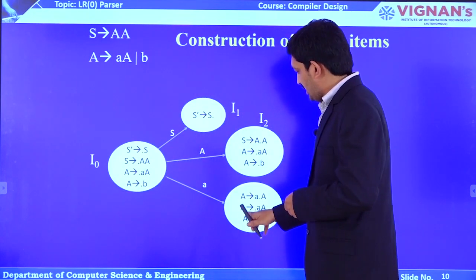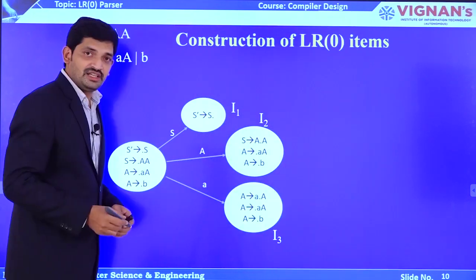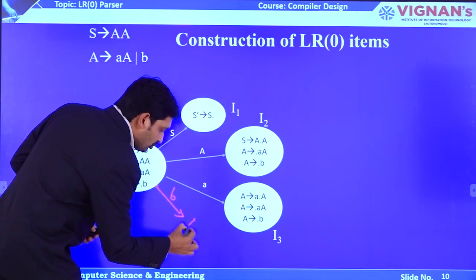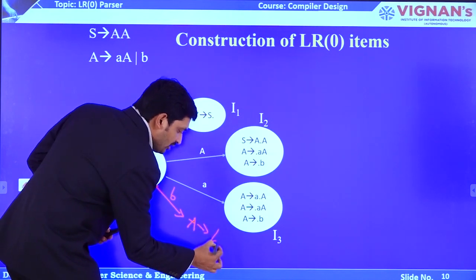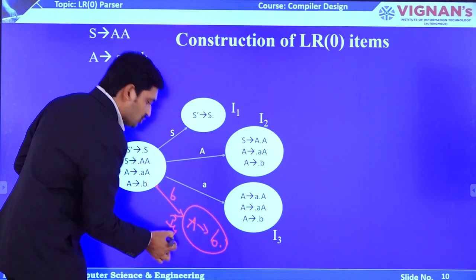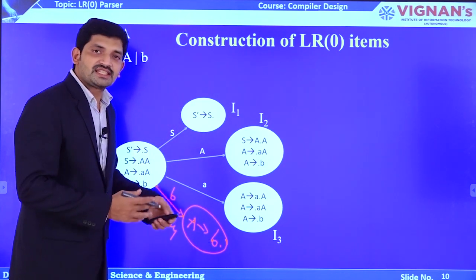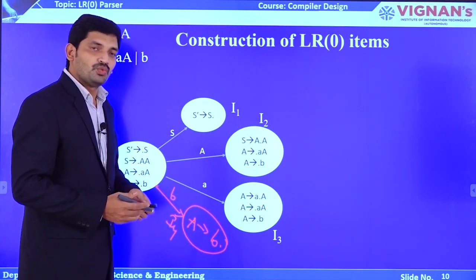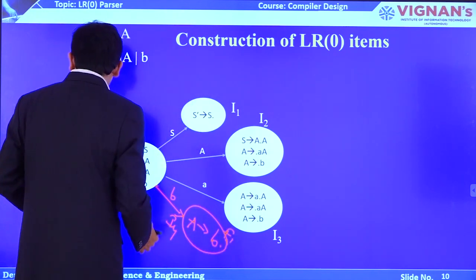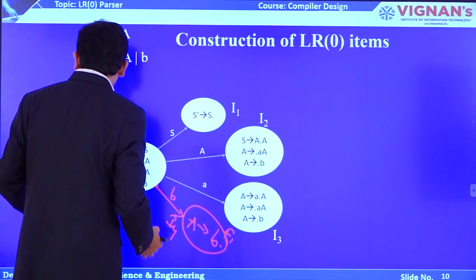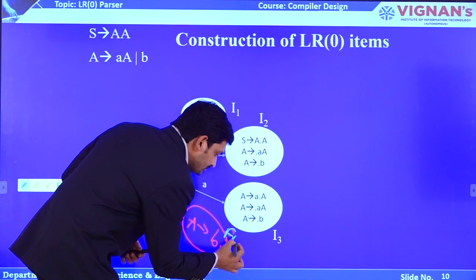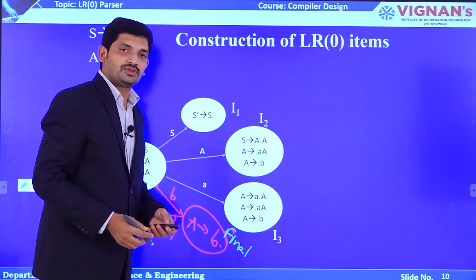So on A I am going to write the next production. Come to the last production, on small b, I have to write A tends to b dot. So this is I4. You can observe the dot has reached the extreme right position, so we can say it is a final item.